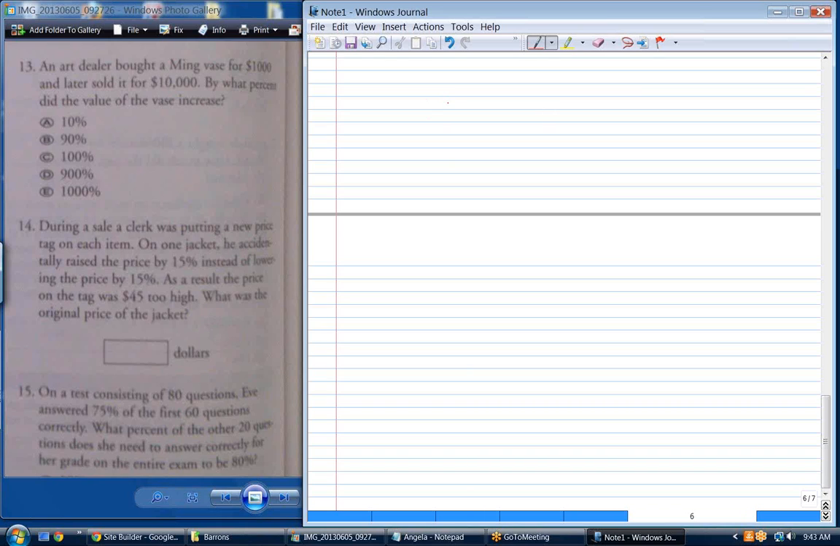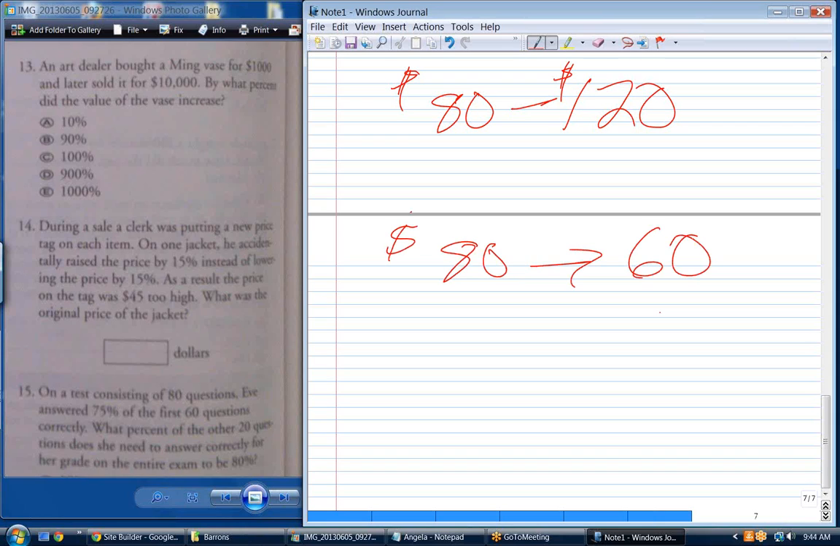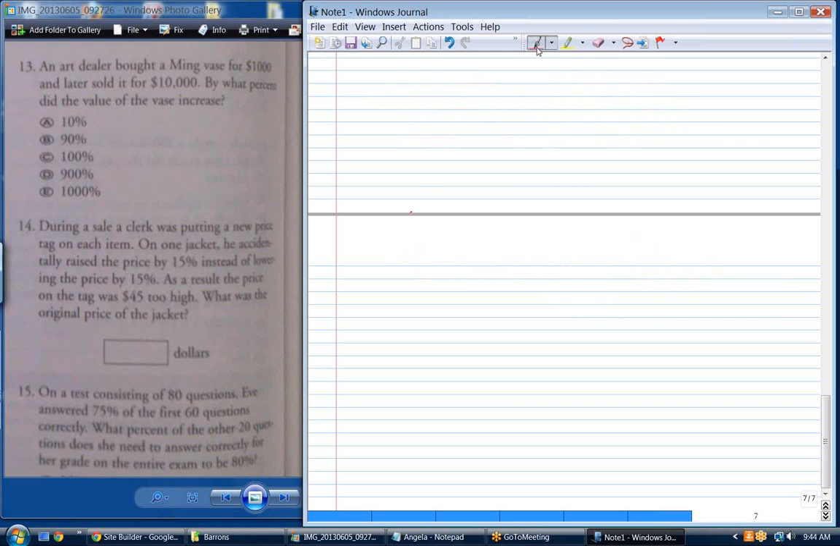What percentage increase do we have if we go from 80 to 120? It's going to be 40 over 80. Okay. So what percentage decrease do we have if we go from 80 to 60? It's going to be 20 over 80. So 1/4. Right. 25. Right.